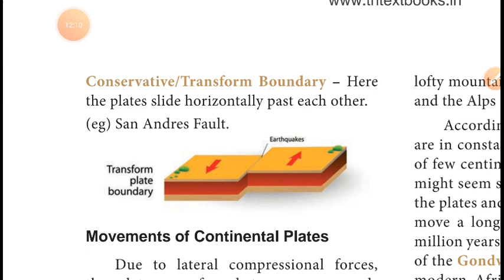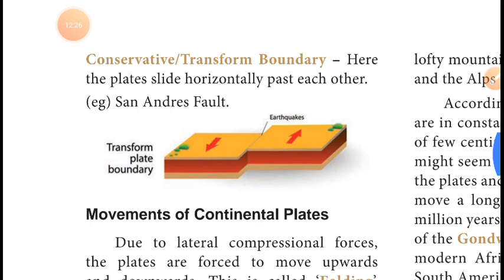Example for this conservative or transform boundary is the San Andreas fault. San Andreas fault is the best example for a conservative transform boundary. So these are the three types of boundaries. Look at this picture. Here on the left side is one plate, and on the other side one more plate. Both plates only slide, moving in a horizontal position, not a vertical position. So this is the conservative or transform boundary.